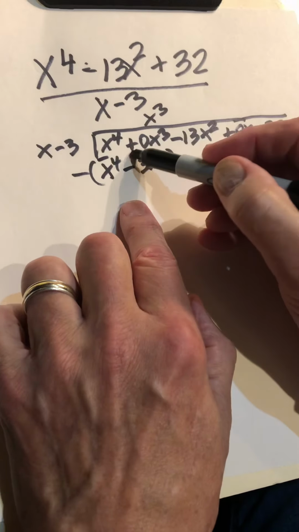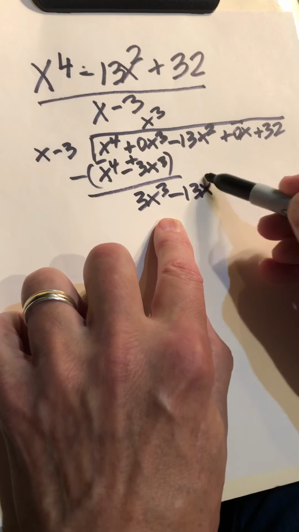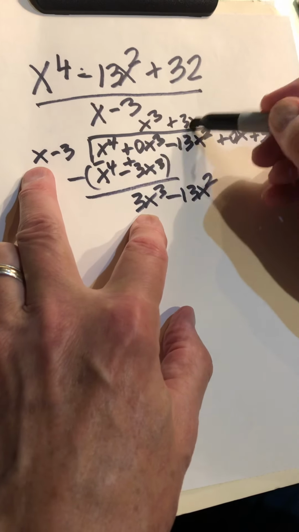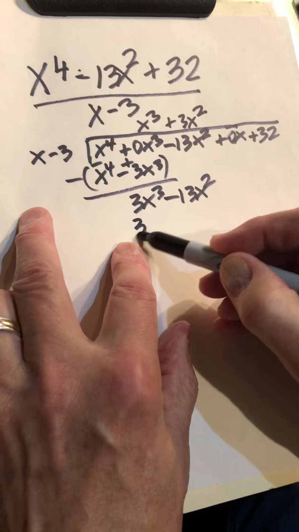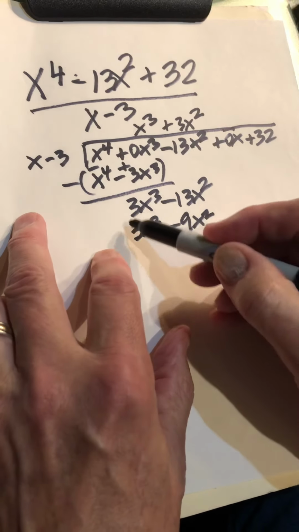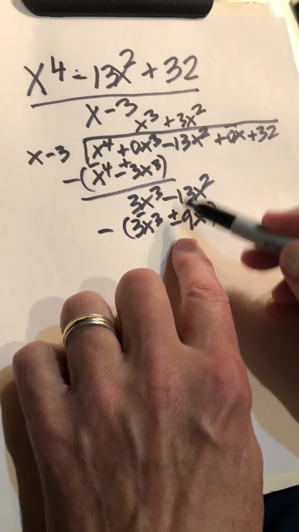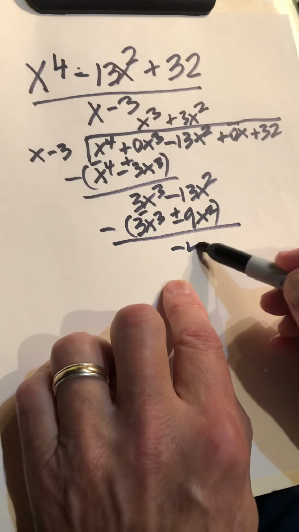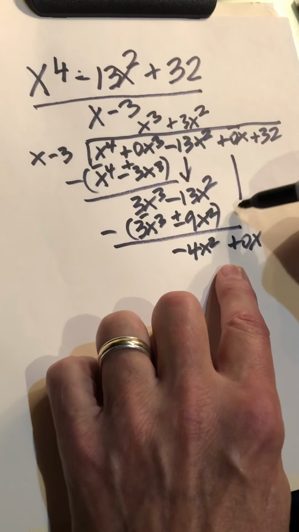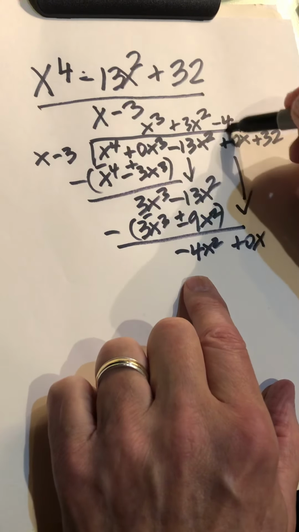And I'm going to subtract from both sides. That's going to be negative, that's going to be plus. So that's 3x cubed minus 13x squared. Divide first term by first term is 3x squared. Multiply back, 3x cubed minus 9x squared. And I subtract that whole thing. That makes that a minus, that makes this a plus. That's going to be just negative 4x squared plus 0x. Every time I'm dropping. All right, negative 4x squared divided by x is negative 4x.